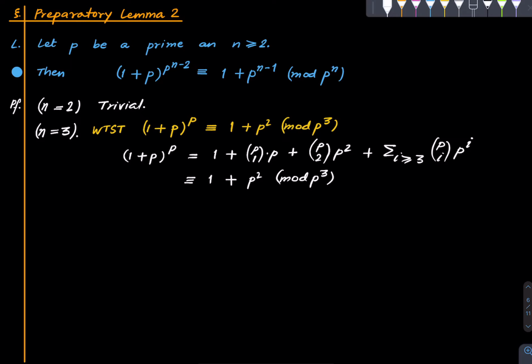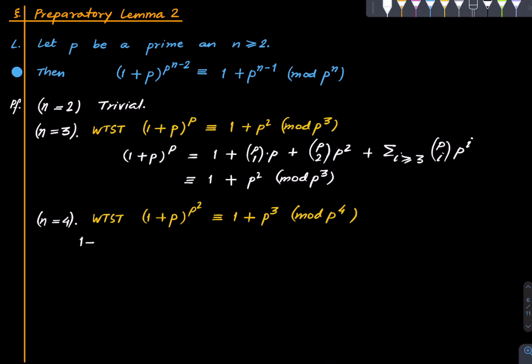All right, let's take a look at n equals 4. Okay, so let me write down the statement. I want to show that 1 plus p to the power p square is congruent to 1 plus p cube modulo p to the power 4. All right, this is what we want to do.